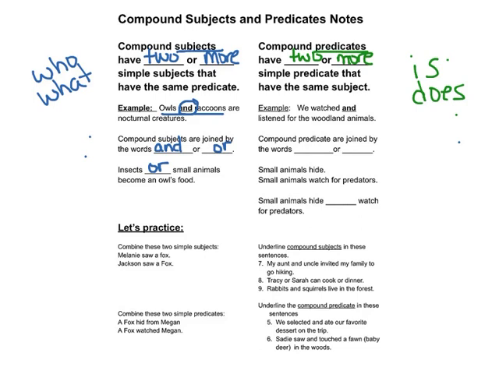So let's take a look at the compound predicate. A compound predicate, again, is two or more simple predicates that have the same subject. So now we're talking about one who or what that does multiple things or is multiple things. For example, we watched and listened. So here we have our compound predicate. And compound predicates are joined by, you guessed it, the same words, and or.